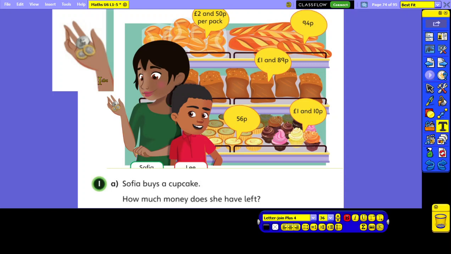What's the cost of a cupcake, I hear you ask? Well, I wonder if you can find it. What is she going to be buying? How could we find out what money she's got left? What kind of strategies do you have, or do you want to use? Have a think, look at the coins, how much money she's got, how are we going to take away the cost of a cupcake? Pause the video here, and I'd like you to have a go at using a strategy that you know.